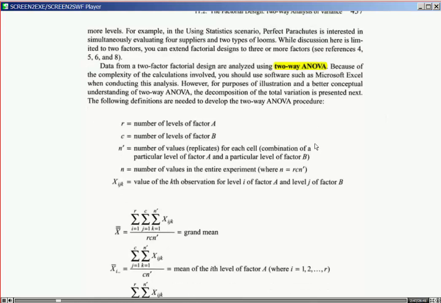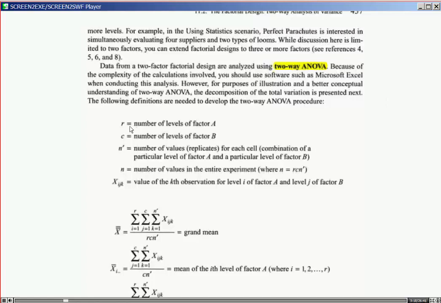Because of the complexity of the calculations involved, you should use software such as Microsoft Excel when conducting this analysis. However, for purposes of illustration and better conceptual understanding of two-way ANOVA, the decomposition of the total variation is presented next. The following definitions are needed to develop the two-way ANOVA procedure.